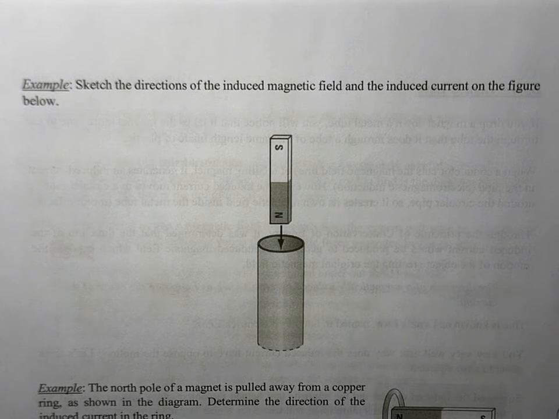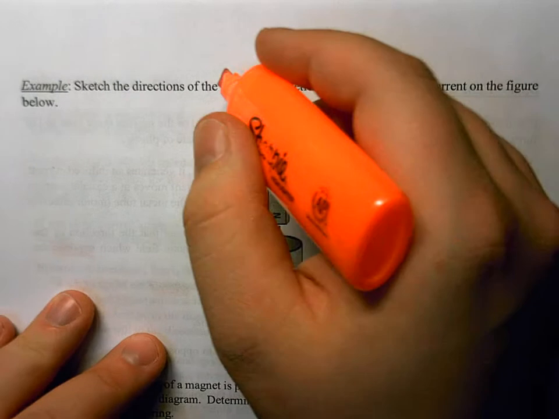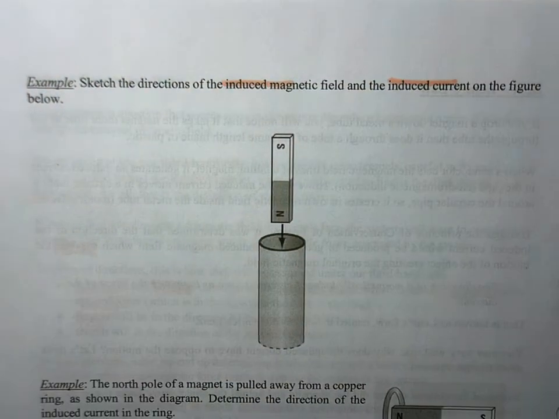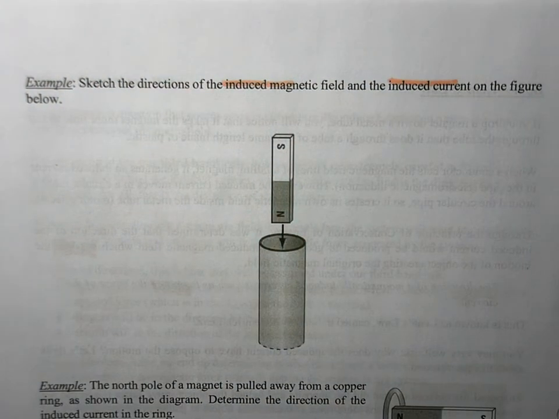Now that we've laid the foundation for Lenz's law, we're going to look at some different types of examples that you can encounter on an exam. So we'll try to show you every possible situation that's going on. We're being asked in this question to sketch the directions of the induced magnetic field and the induced current. Before we do that, let's have a look at what's going on.